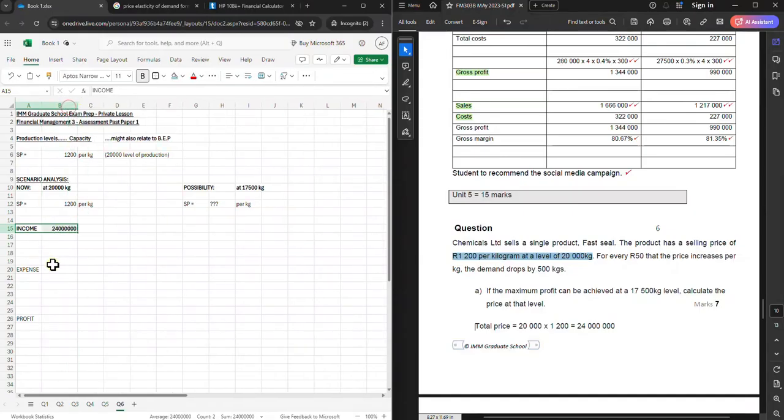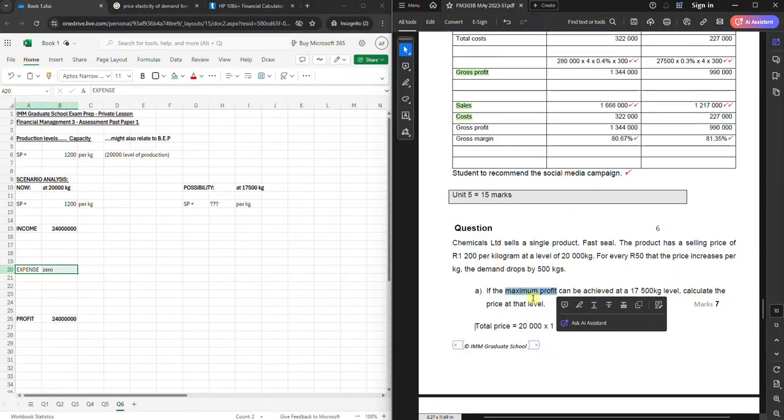Expenses here are technically 0. And then the profit would be the 24 million, assuming no expenses. That's strange. Normally there would have been a cost here, but I don't see any cost here. When you see maximum profit, a selling price would be. Sorry, say again? I think they just want to know what the selling price is.